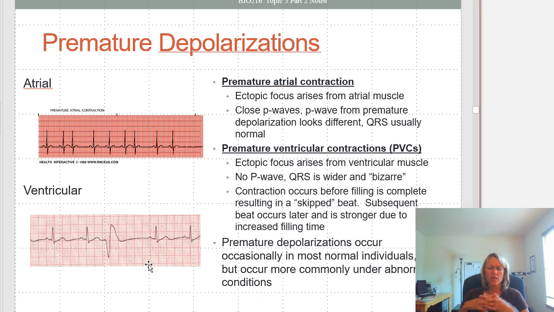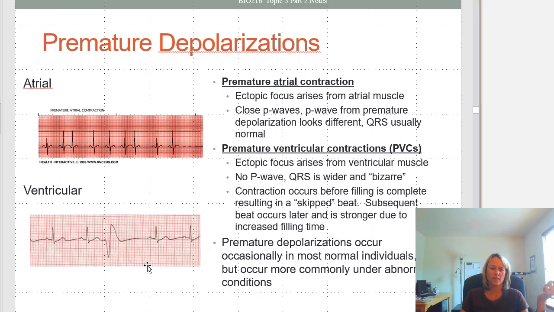Now, these can be pretty normal. They occur in most normal individuals. Sometimes caffeine or other stimulants can cause them. But they are pretty normal, though they do occur more commonly under abnormal conditions.